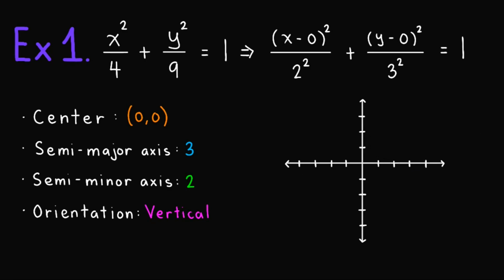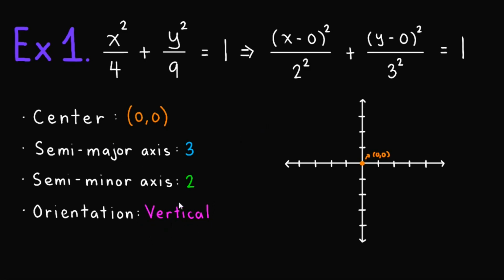To graph this ellipse, we start by plotting the center of the ellipse. So this one is just (0, 0), so it is just at the origin out here. Next, we use the orientation and the semi-major axis.